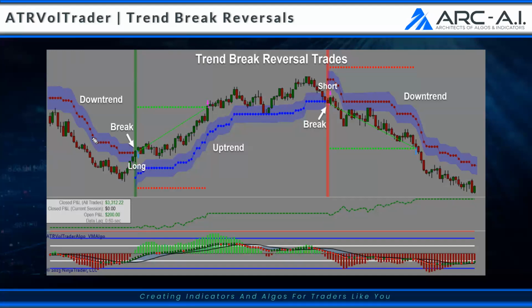Those settings tell the system how many ticks above and below the market, what's the period for the ATR, and then what is the size and period of the band. So we have settings for all that, which of course can be optimized.